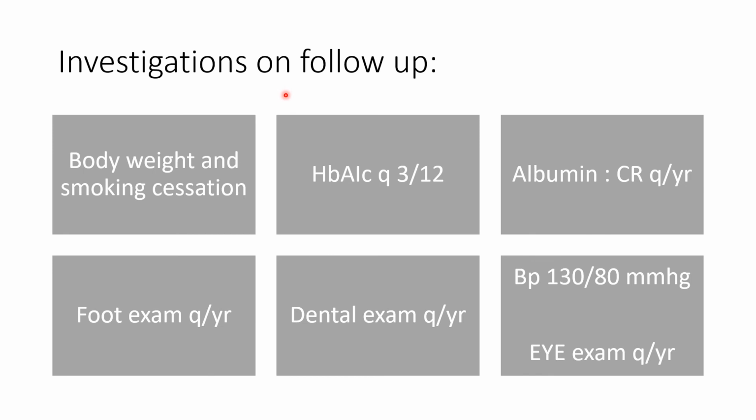Investigations to be done on follow-up. This is one of the questions that will come up in some medical exams. Body weight and smoking cessation. We must be measuring the weight in type 2 and keep on counseling on smoking cessation. Hemoglobin A1C every 3 months. Albumin to creatinine ratio for renal function every year. Foot examination every year. Some doctors will actually do that every time the patient comes to the clinic. Dental examination every year. The dentist will make their money, right?